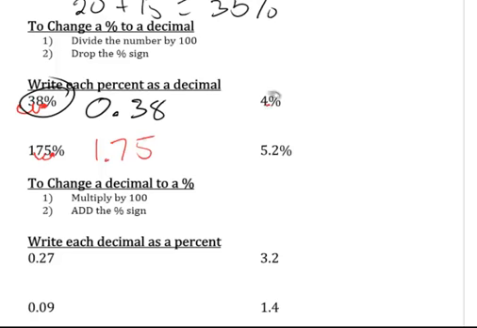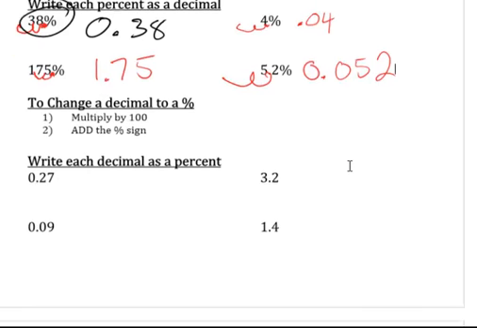My number here is 4. There's my decimal. I'm going to move it 2 spaces, 1, 2. Since I didn't have a number to the left of the 4, I need to put a 0 in. So 0.04. Same thing here, 1, 2, 0.052. Okay?